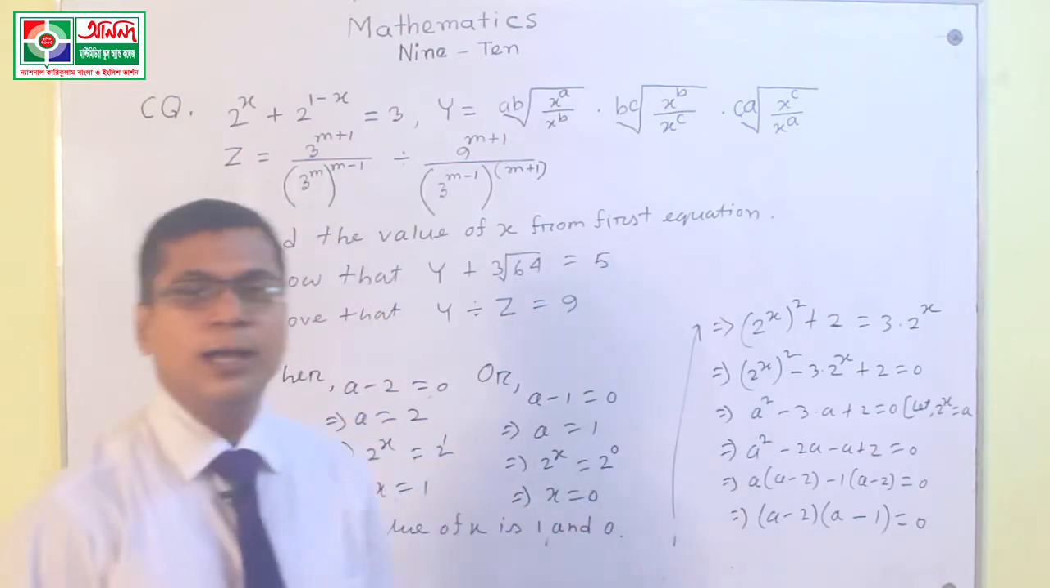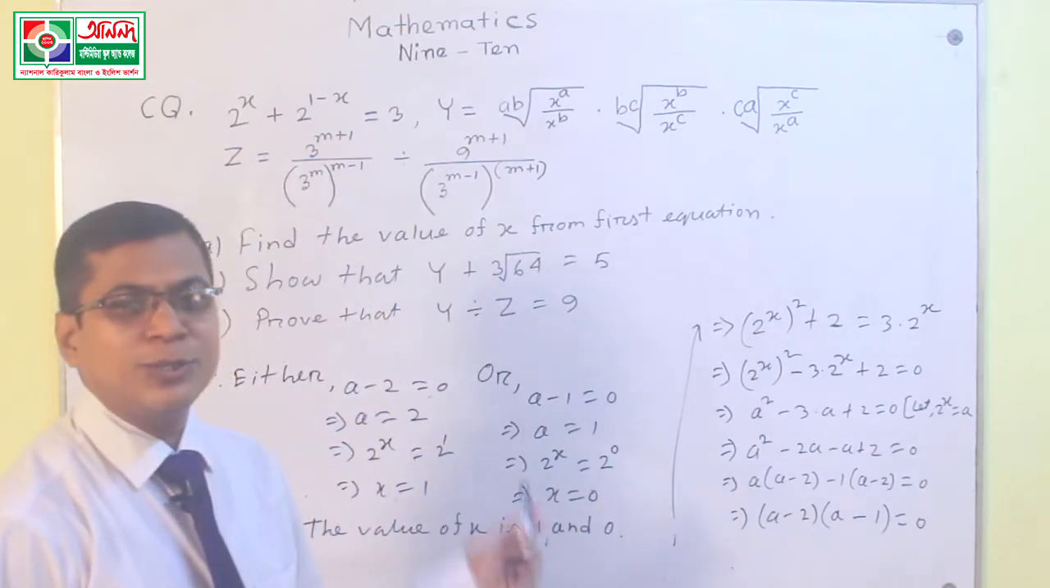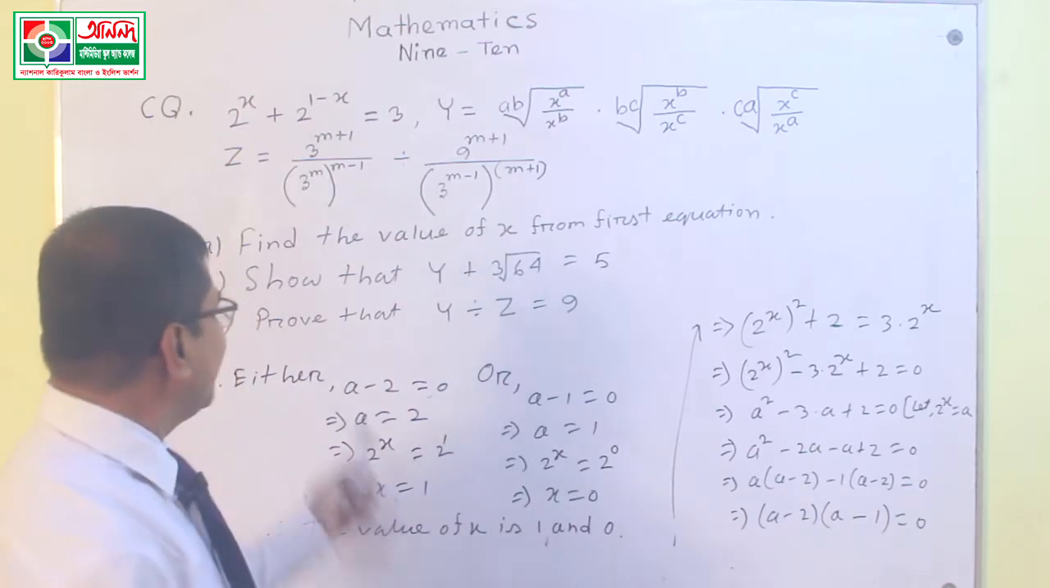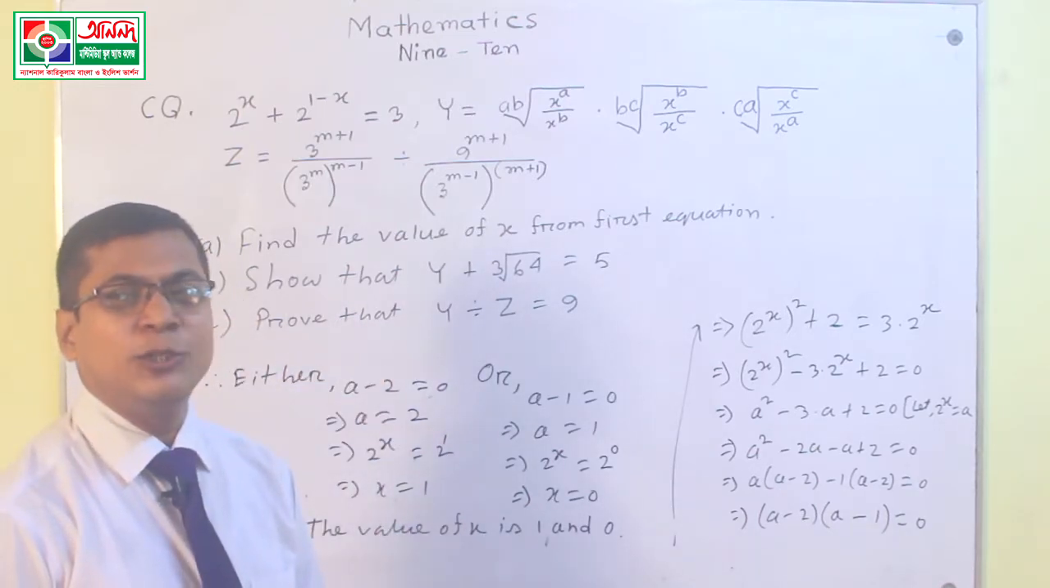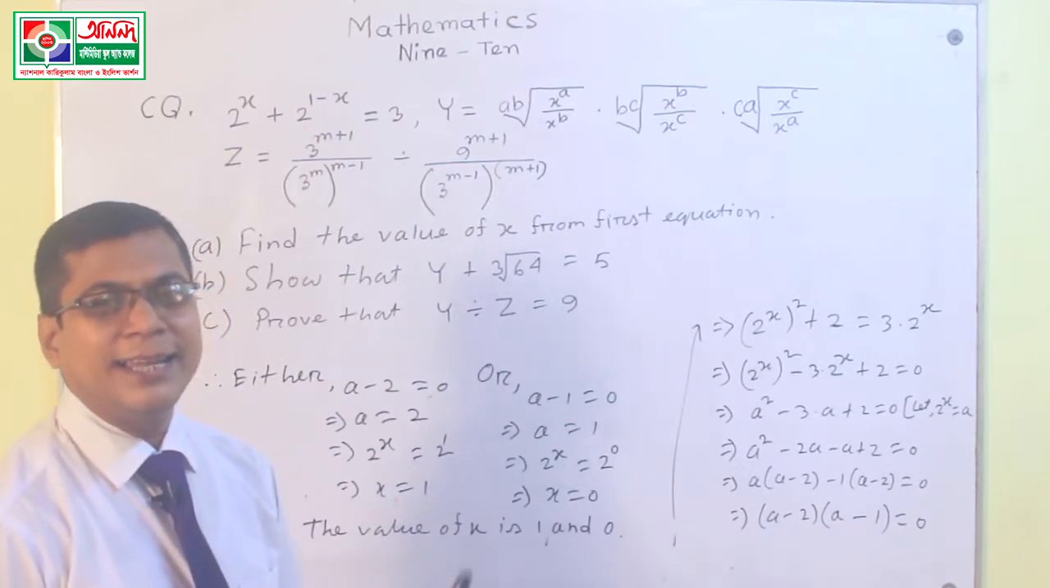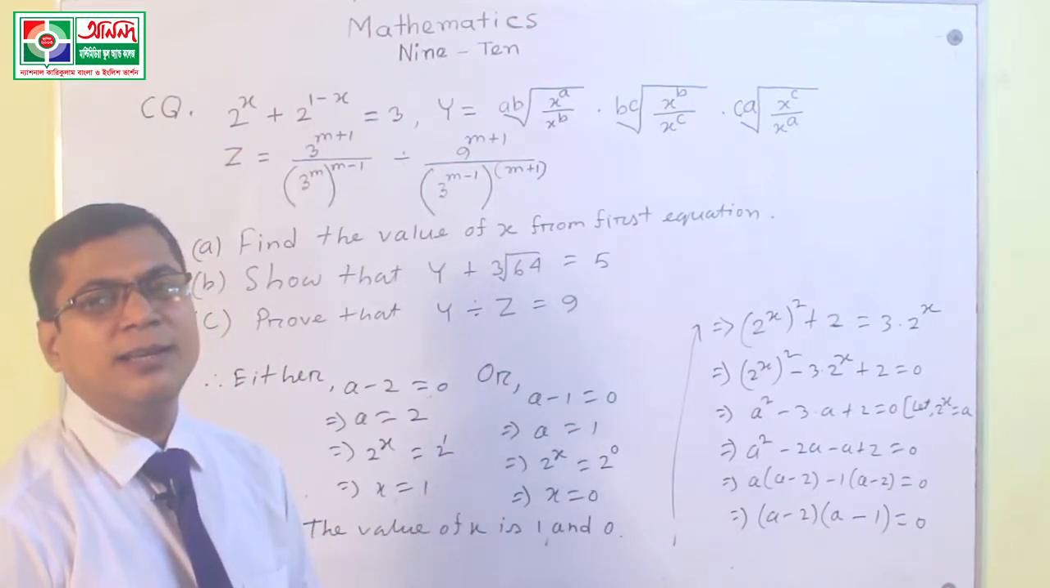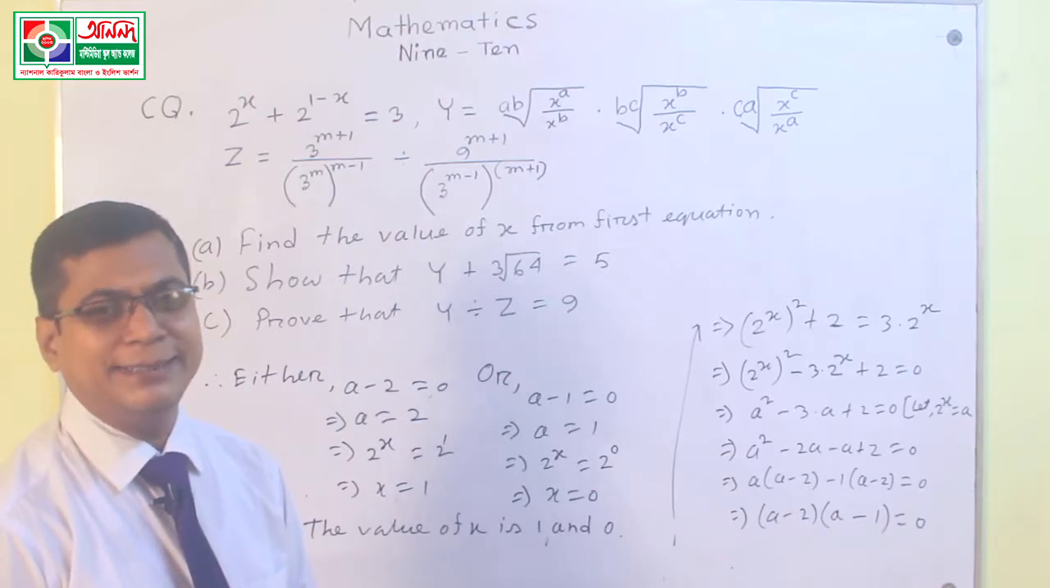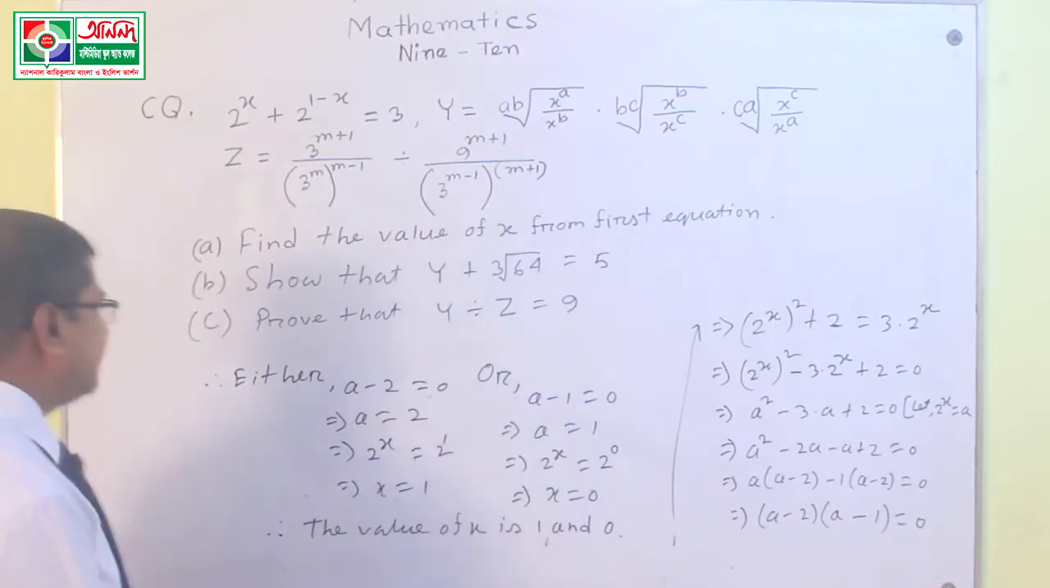Now we will do question number B. In question number B, they have said, show that y plus cube root 64 equal 5. Here look at, first we will find the value of y. So you can write here.